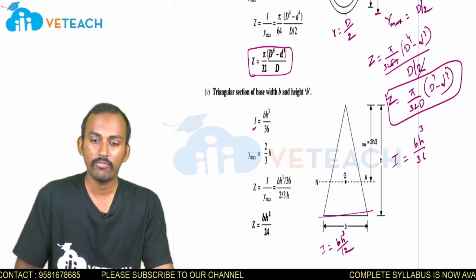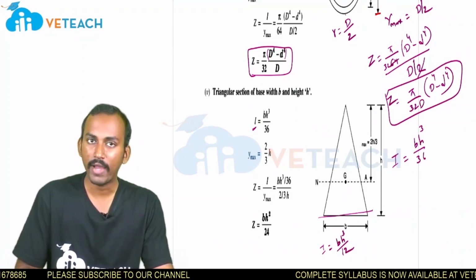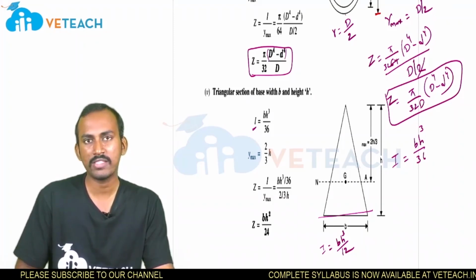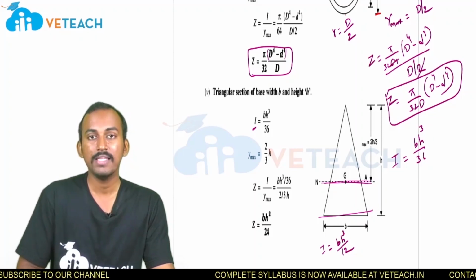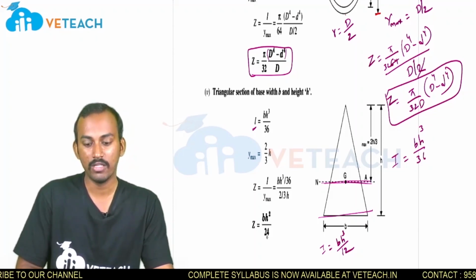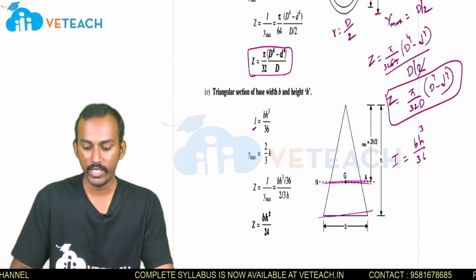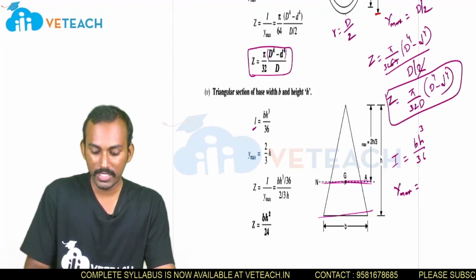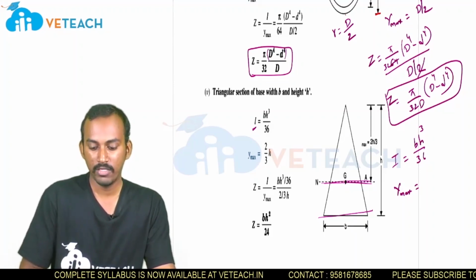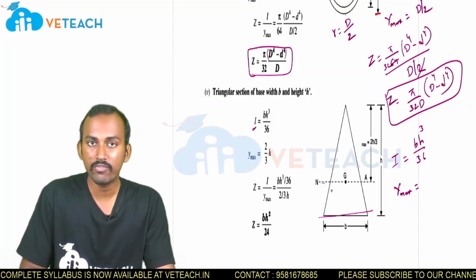So for any section we will have two I values, that means I values with respect to different reference lines. We have to consider the moment of inertia at the CG level, that means the neutral axis level. So at the neutral axis, the I value is equal to bh cube by 36. And what is this y maximum? Y maximum means from the CG to the outermost fiber. The neutral axis is coinciding with the centroid.